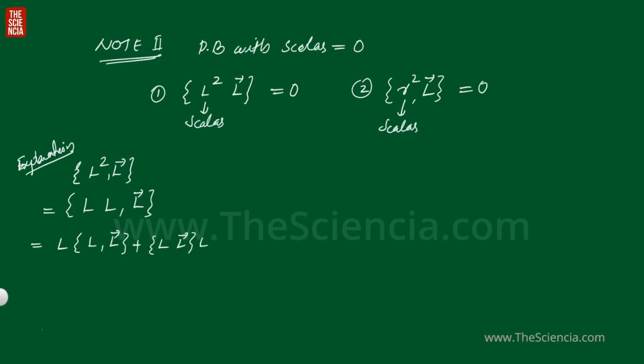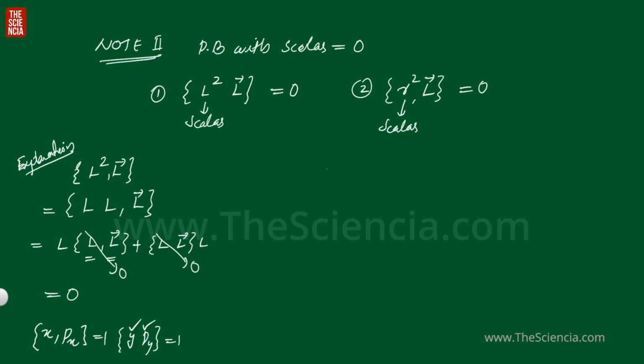I told you the Poisson bracket of a coordinate and its conjugate will be equal to 1. That is, the bracket of x, px equals 1, and y, py will be equal to 1. That is, a coordinate and its conjugate momentum. Then only the Poisson bracket will be non-zero. See, here both are L. One is not a coordinate and the other is not its conjugate momentum. So this Poisson bracket will definitely be equal to 0. Here, this one is also equal to 0. So what do you get? You get that this is equal to 0.